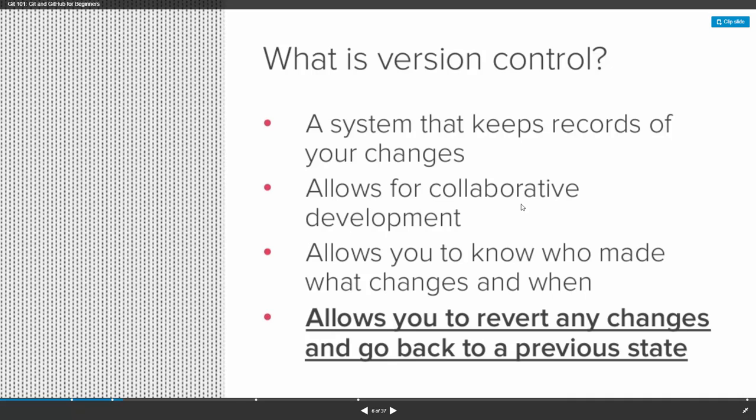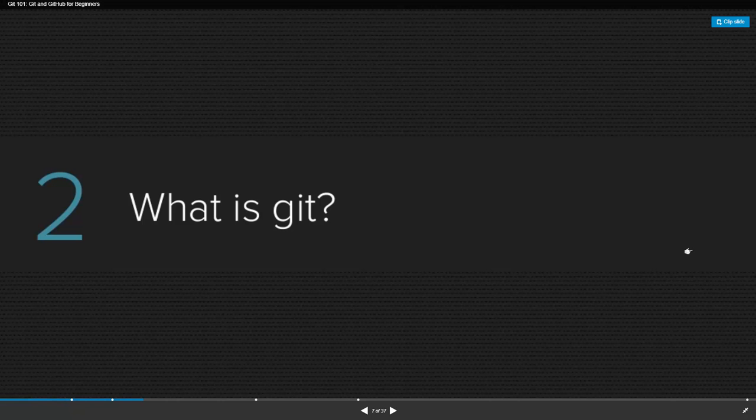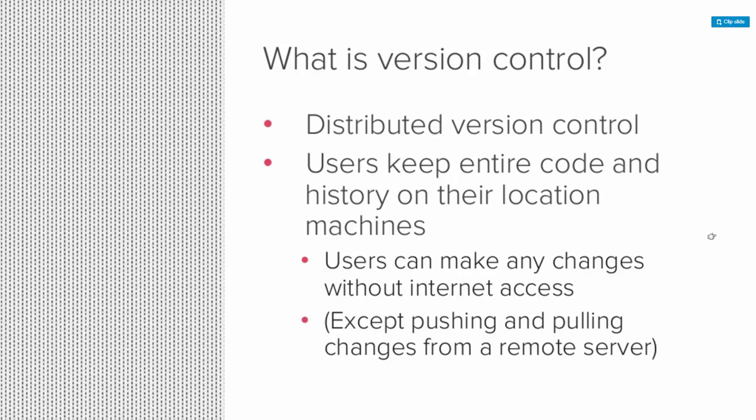But as it says, it allows for collaborative development or just self-development. Allows you to know who made changes, what changes they made, and when they changed them. Plus, as mentioned, you can always revert back to a previous state if you want to or need to do so. So, what is the Git part? Notice there, users keep their entire code and their history on their local machines. Now, that said, when you work on this in concert with GitHub, you can also push what you're working on to a server or pull what's already on a server to your machine.